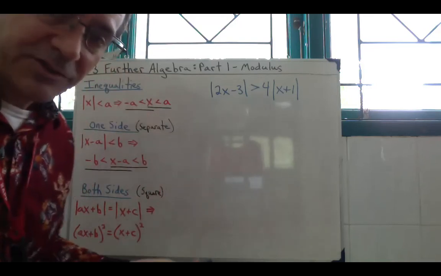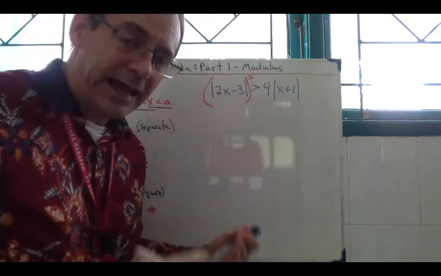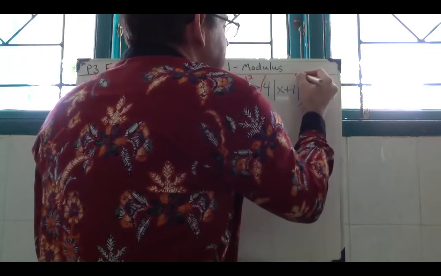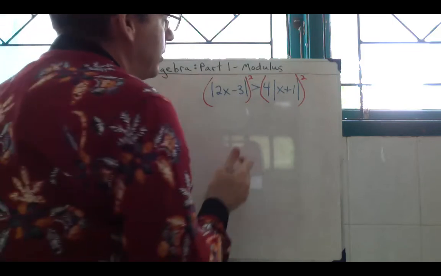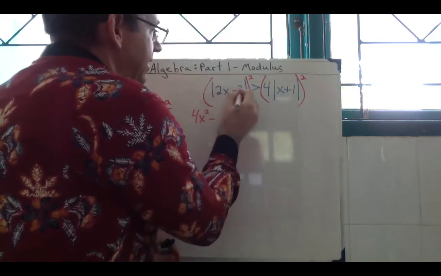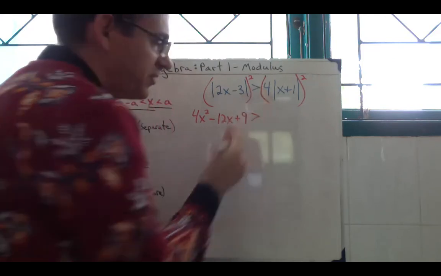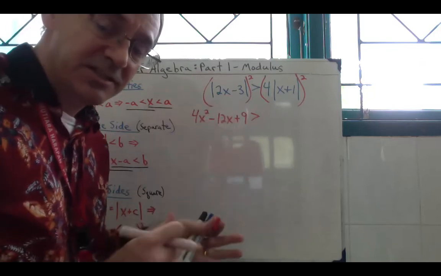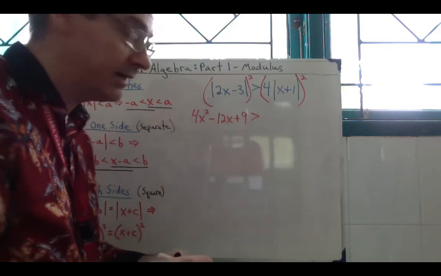So what we're going to do is just jump in and square both sides. Remember, you're squaring an entire side, not just the modulus itself. So this entire side of the equation, we're doing the same thing to both sides of our inequality. When we square this side, we get 4x squared minus 12x plus 9 is greater than, you just keep the inequality in the same direction. The plus and minus in the modulus doesn't matter at this point because the square makes them both positive, meaning you leave the sign the same.